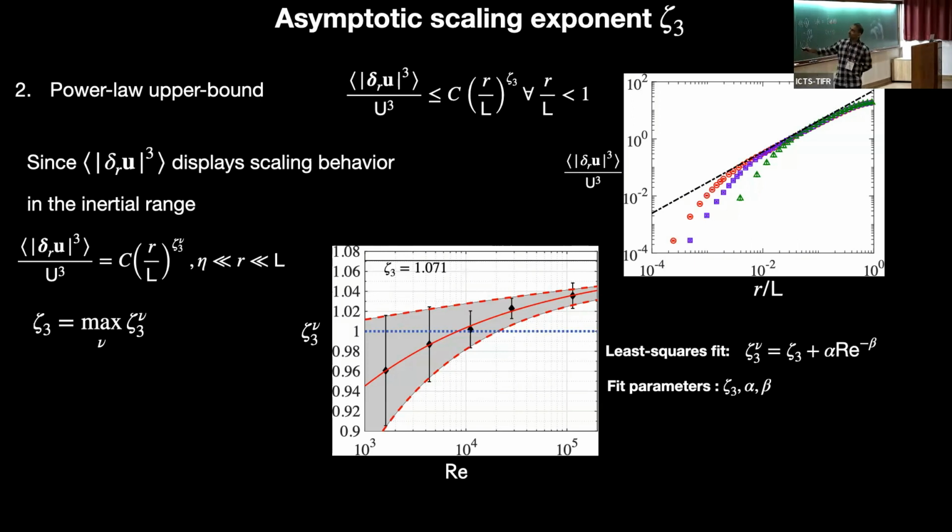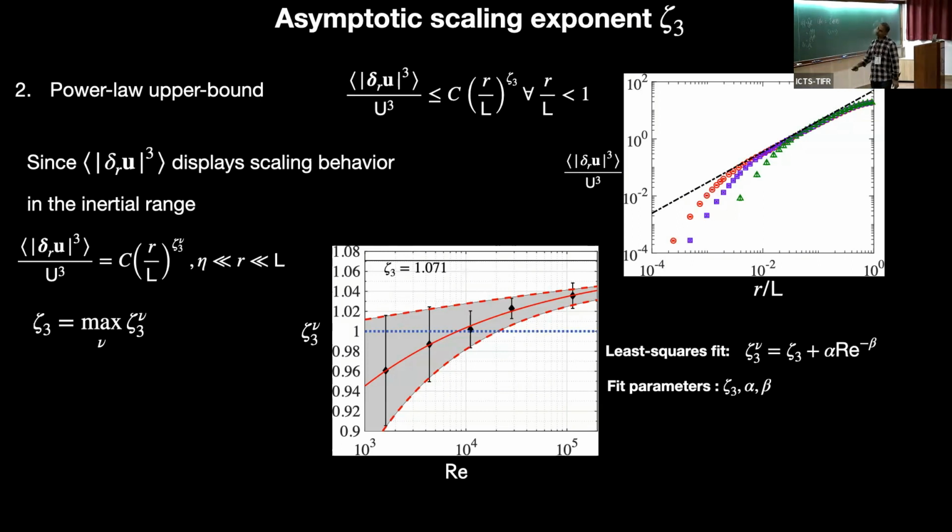And what you see is that at low Reynolds numbers, they are below 1. 1 is the Kolmogorov value, but as you go to higher Reynolds numbers, they are increasing. And they seem to be saturating for this DNS at some value that is greater than 1. So what you do is you pick zeta 3 as max of zeta 3 nu, and you do that because you're looking for an upper bound. Notice that R over L is a number that's less than 1, so you want to pick the worst case to form your upper bound. So you'll pick zeta 3 as the maximum of zeta 3 nu.